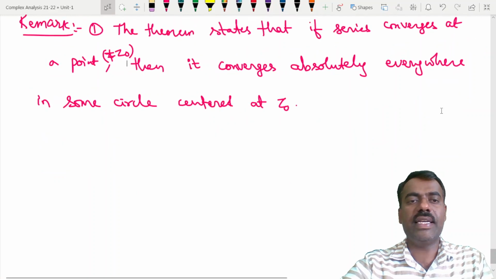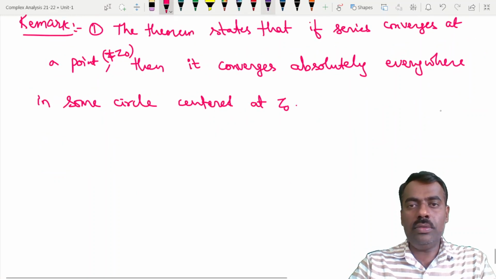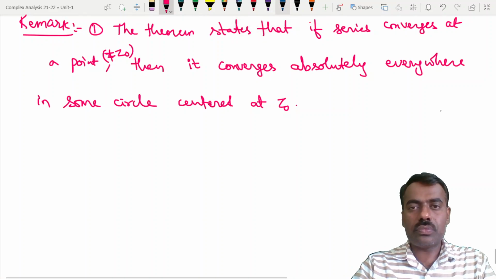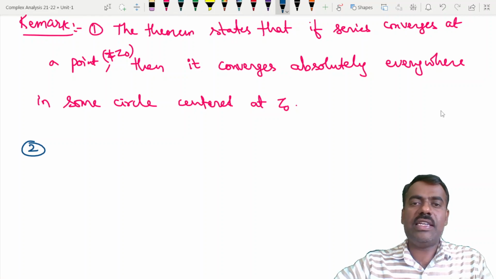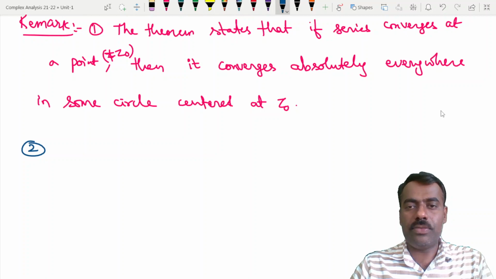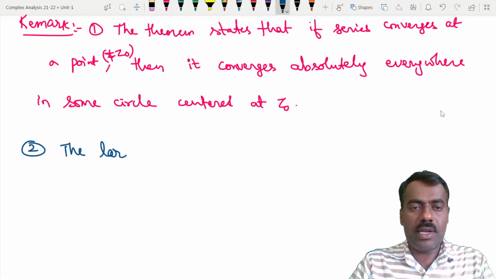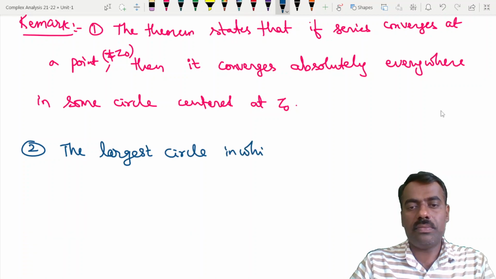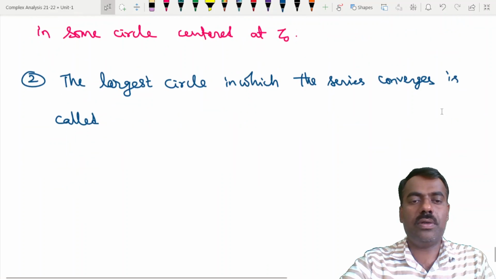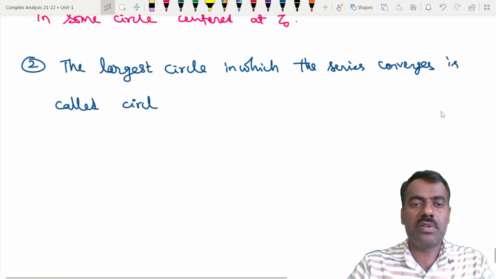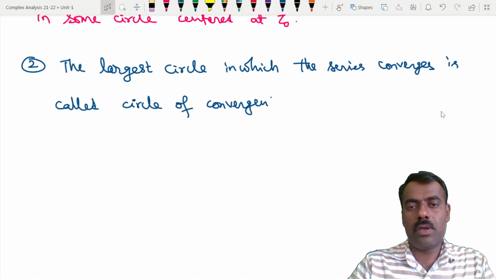That is very interesting. Once there is at least one such circle, we can have the largest circle where it converges, and the largest circle in which the series converges is called the circle of convergence.